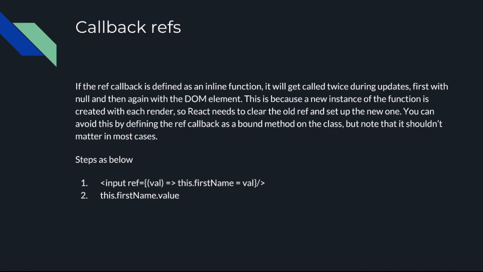You can avoid this by defining the ref callback as a bound method. Okay, so there are only two steps here. Simply define the input tag ref, and then provide the callback like this. This is user defined, you can use whatever name you want here. I just put val, this.firstName, and whatever value is there for this input, we just put it here, and that's it. And the second step, to get the value from that input, you can simply use this.firstName.value, and you can get the value. So callback ref is the easiest way, and it's not deprecated basically.